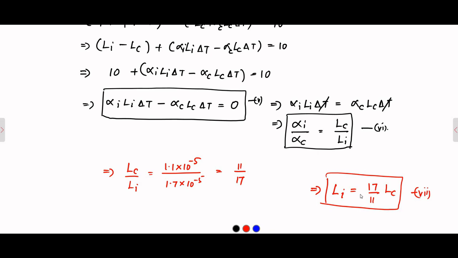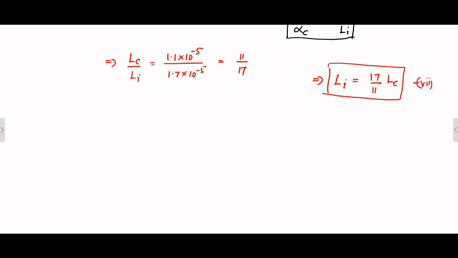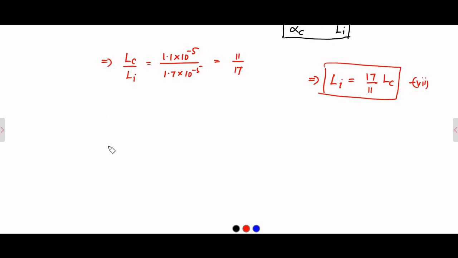Now if I substitute this Li is equal to 17 by 11 Lc in the first equation that we got, that is the difference in lengths, Li minus Lc, the initial lengths at 0 degrees Celsius, this is equal to 10. Here if I substitute this value of Li in terms of Lc, it will be 17 by 11 Lc minus Lc is equal to 10.